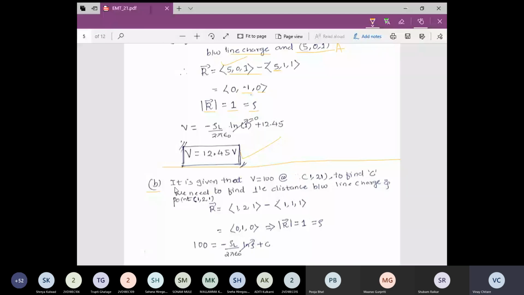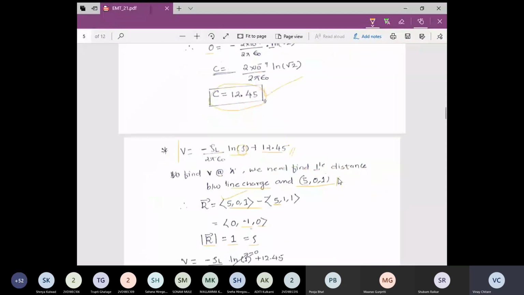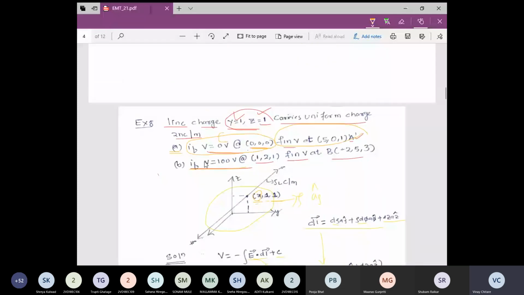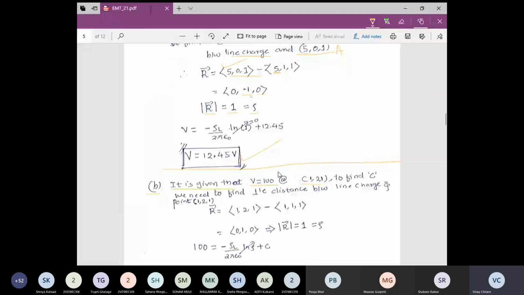Now, what is given in the B part? It is given that V is equal to 100 at 1, 2, 1. The question is: if V equals 100 at 1, 2, 1, find the potential at the point B, that is minus 2, 5, 3.